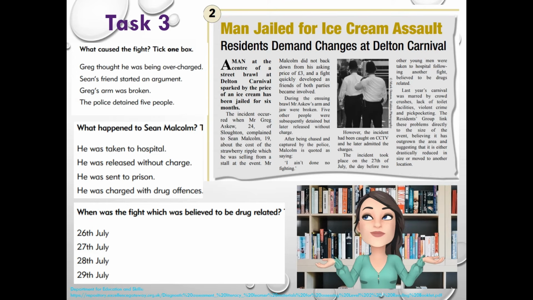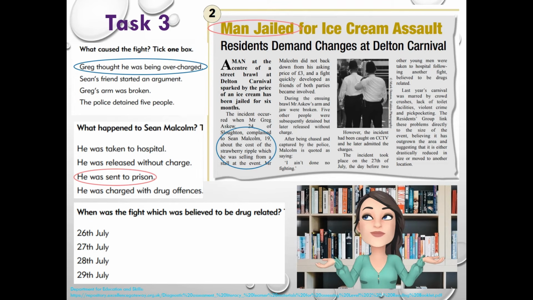Okay, let's look at the answers. What caused the fight? Well, Greg thought he was being overcharged, and I've circled the section of the text that tells you this. What happened to Sean Malcolm? He was sent to prison, and as you can see, I've circled in the title, "Man jailed." Sometimes the answers are in the titles, so you mustn't forget to look there.